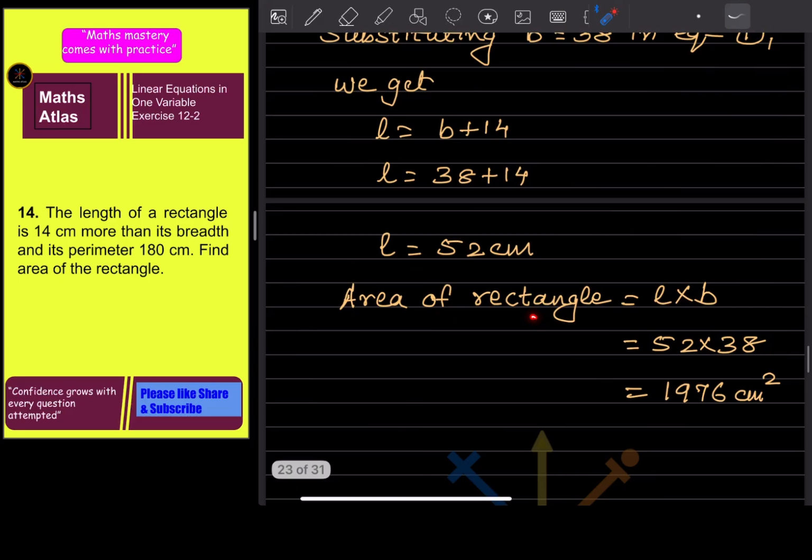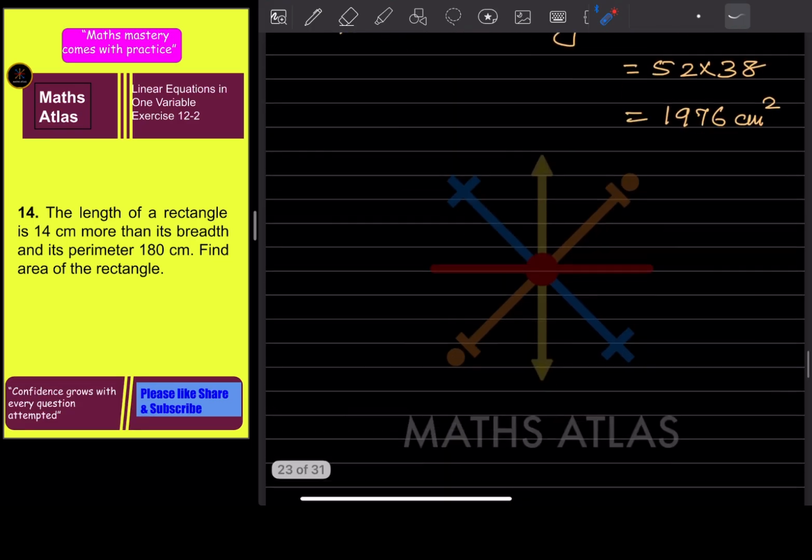So area of the rectangle, the formula is length into breadth. So length is 52 and the breadth is 38. So when you multiply this, you get 1976 centimeter square. So the area of rectangle is 1976 centimeter square.